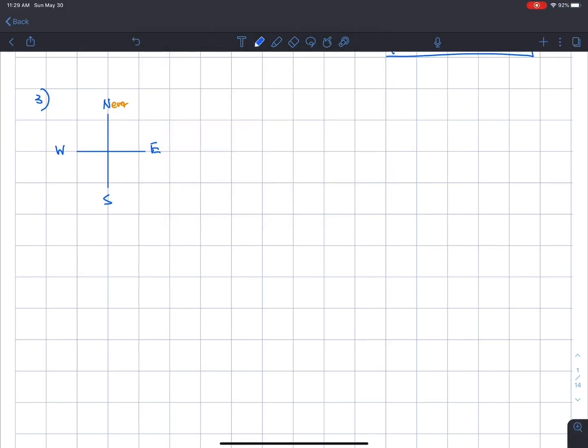So question 3, Addison traveled 1 km north. So this is Addison. She travels 1 km north, 2 km east, 3 km north, and 4 km east. How far is she from her starting point? So this is where she started, this is where she is now. So we are trying to calculate this purple distance.